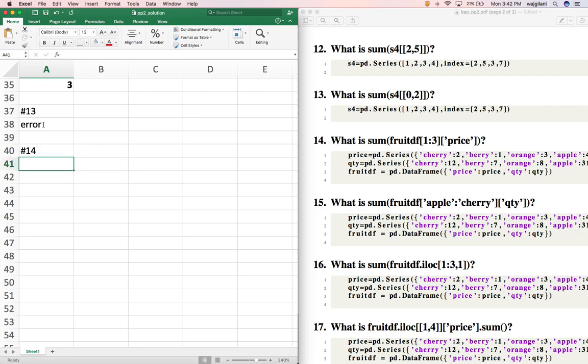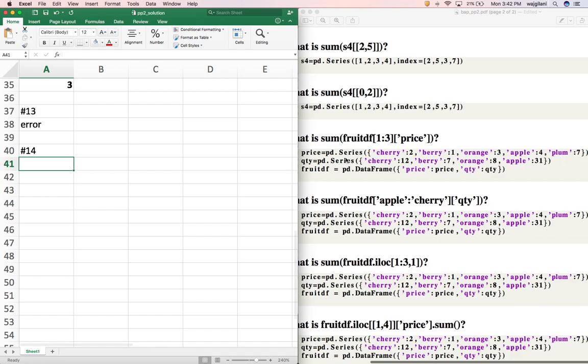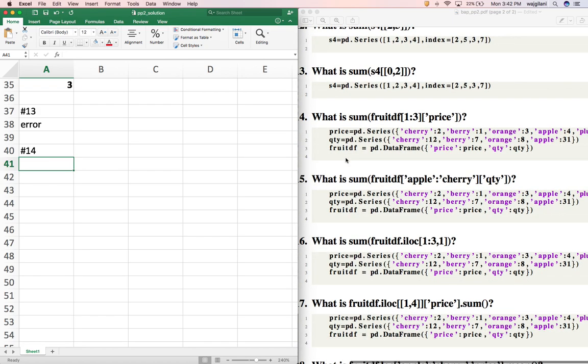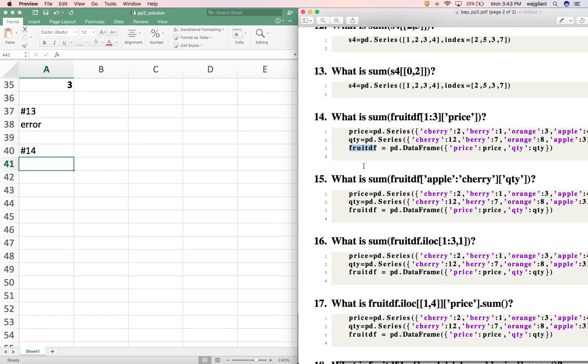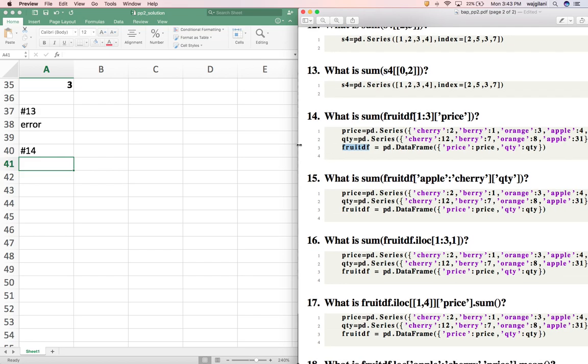Number 14. Now here, I'm asking, what is the sum of fruit DF 1 coin 3 bracket bracket price? All right, cool. How do I solve this? I've got to create this. Apparently, I'm creating a series here, and now I'm using those two series to create this table, fruit DF, right here. So let me go ahead and create the table for number 14 and then we'll solve the problem.